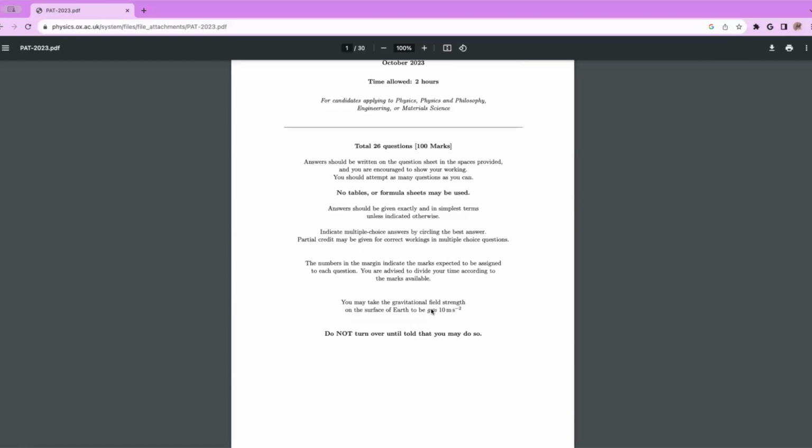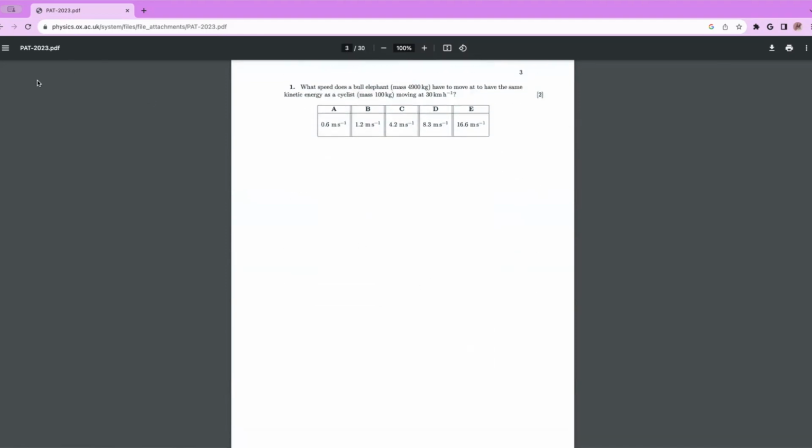And it says you can take the gravitational field strength to be 10. That's wonderful. Okay. All right. Question 1. What speed does a bull elephant of mass 4,900 kilograms have to move at to have the same kinetic energy as a cyclist of mass 100 kilograms moving at 30 kilometers per hour?